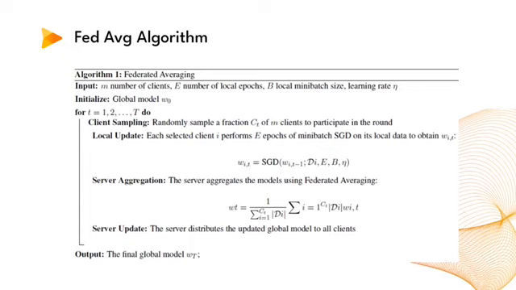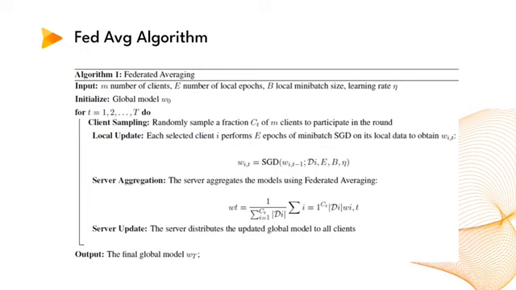Fed-average is a popular federated learning algorithm used to train machine learning models on decentralized devices. It involves dividing the participating devices into groups, and each group is assigned a unique set of tasks. Each client device trains the shared global model using its own local data set and sends the model updates to a central server. The server then aggregates the model updates by taking the average of the model parameters to compute a new global model, which is then sent back to the clients for further training.